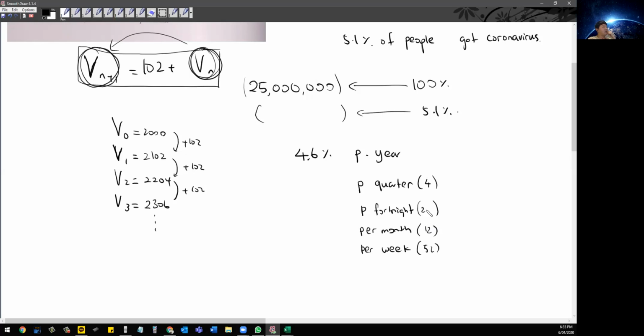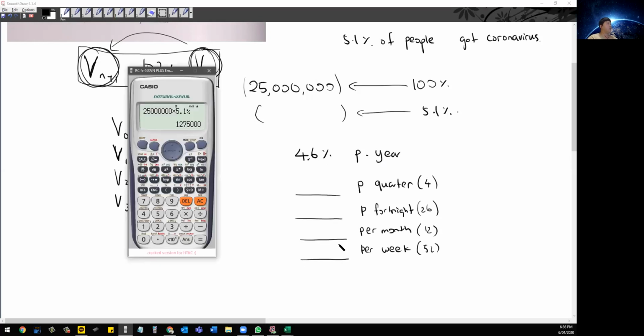26, that's right. So if you're getting 4.6% per year, that's actually the same as just dividing that by 4. Then you get this, divide by 26, divide by 12, divide by 52. Then you get this one, okay? So just 4.6 divided by 4, and that's equal to 1.15.